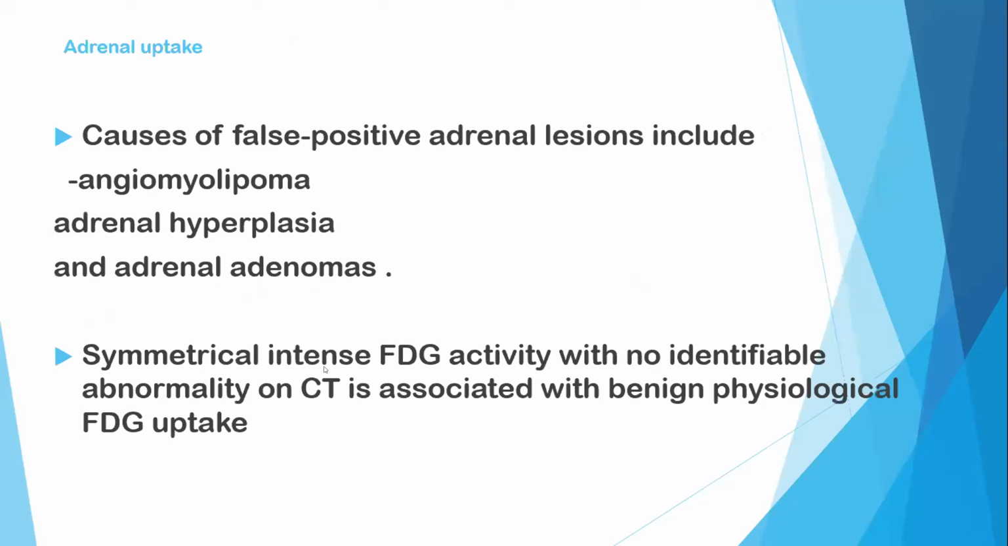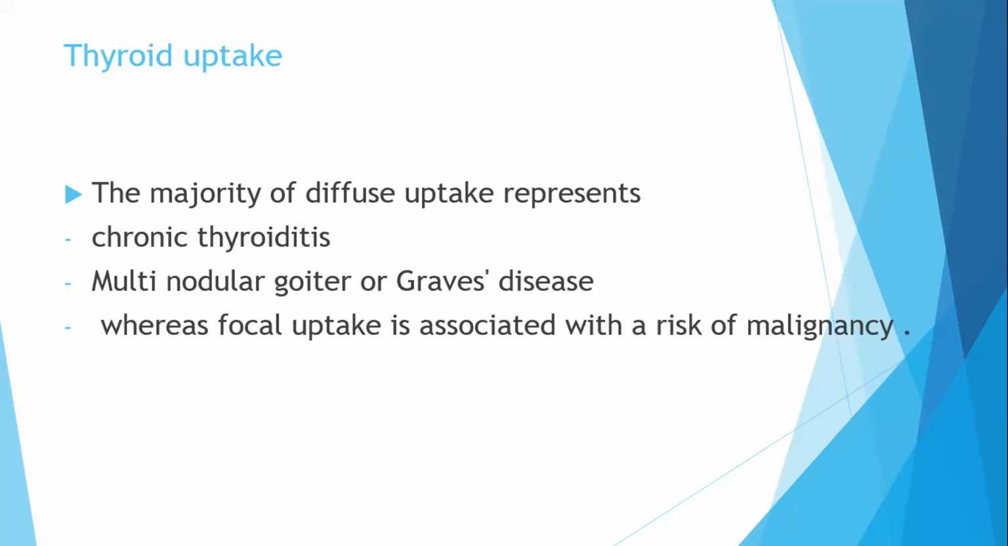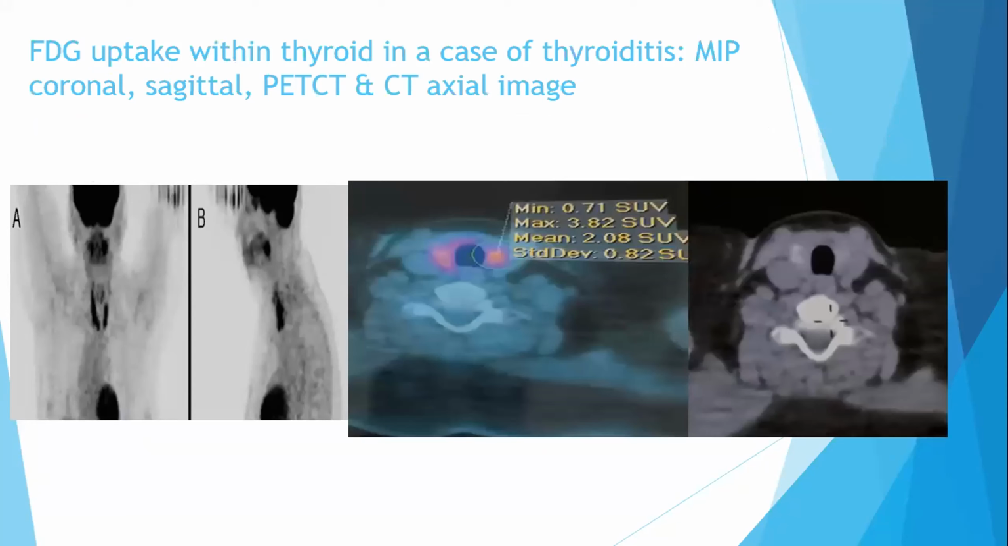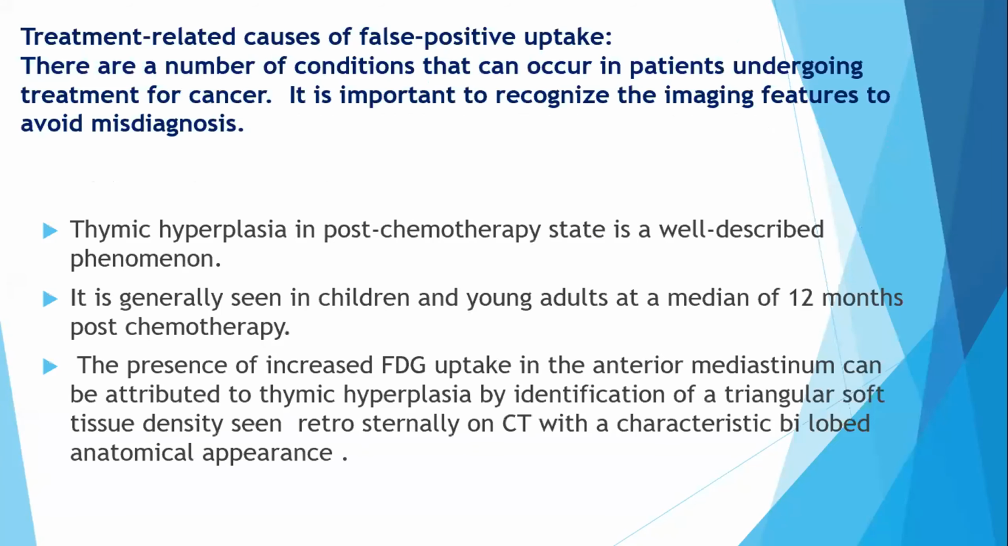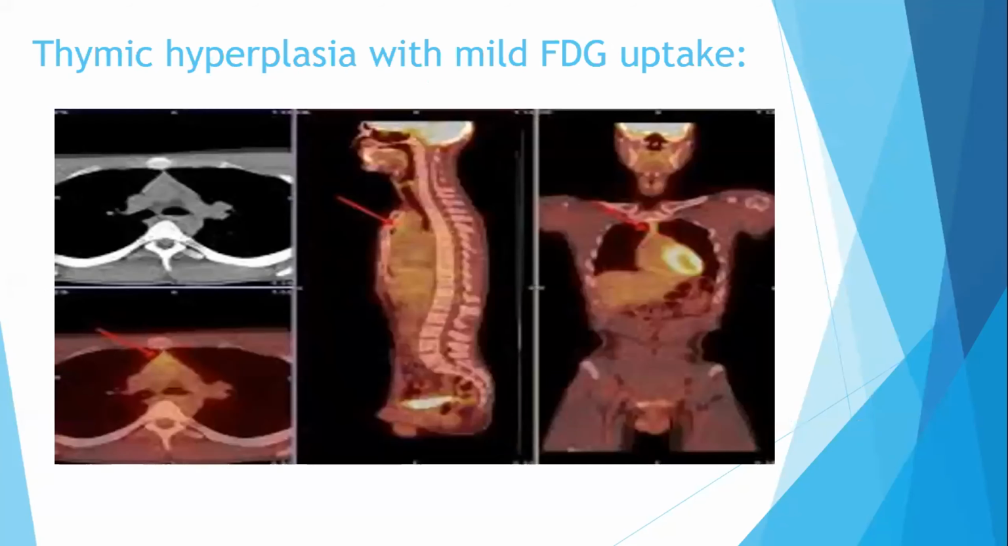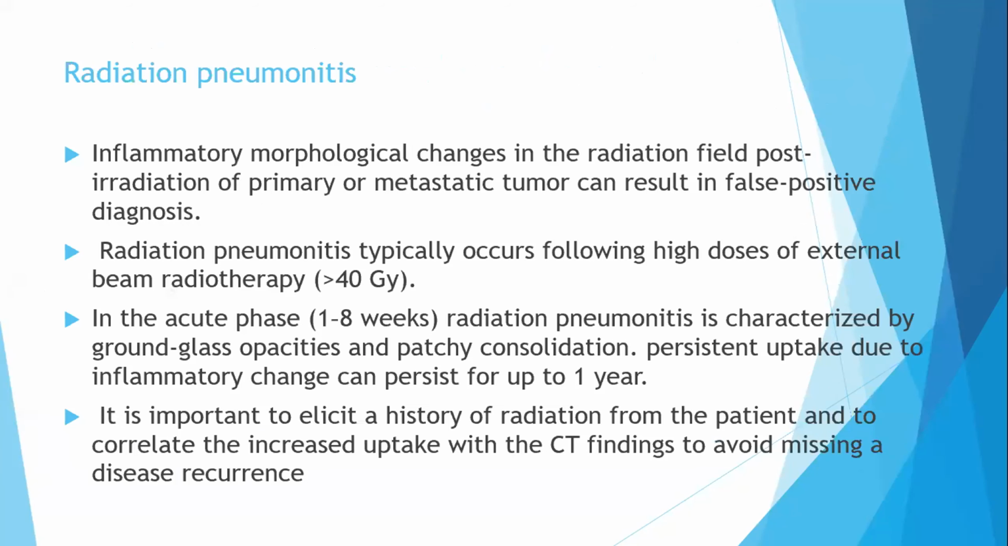False positive adrenal lesions include angiomyolipoma, adrenal hyperplasia, and adrenal adenoma. Thyroid uptake may occur in diffuse nodular goiter or due to thyroiditis, but if it is a focal uptake, then we should consider malignancy. Thymic hyperplasia can occur in the post-therapy period for up to 12 months.